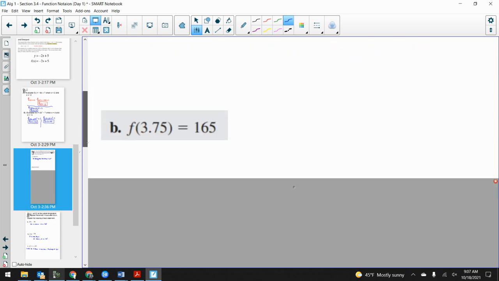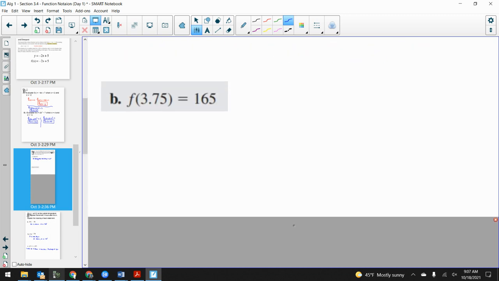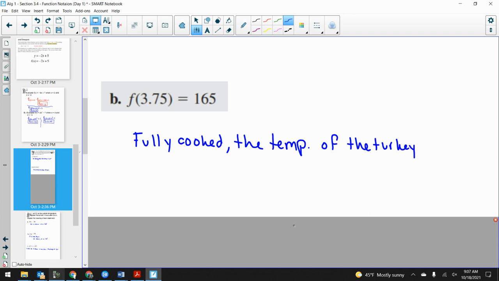Okay. What is 3.75 hours? Isn't that 3 hours, 45 minutes? Yeah. So if we're going to put it in the oven for 3 hours, 45 minutes, this is when it's fully cooked. At fully cooked, the temperature of the turkey is what? 165 degrees.